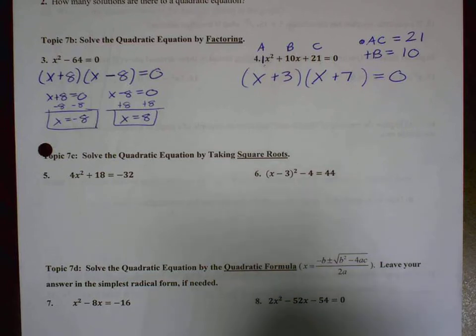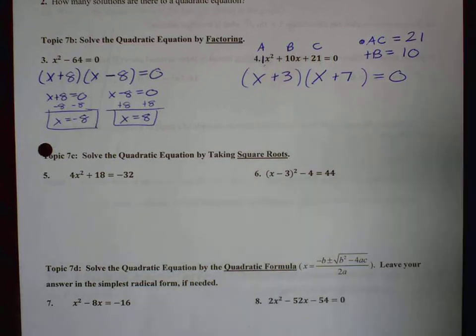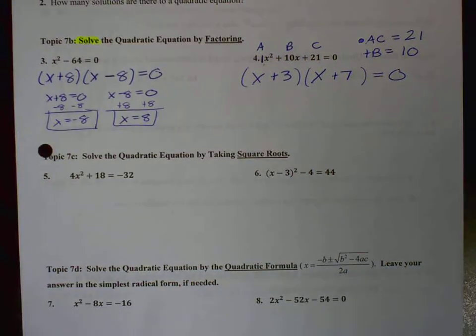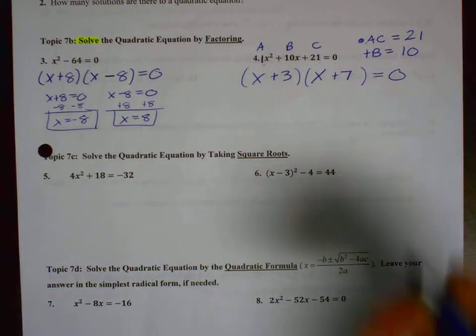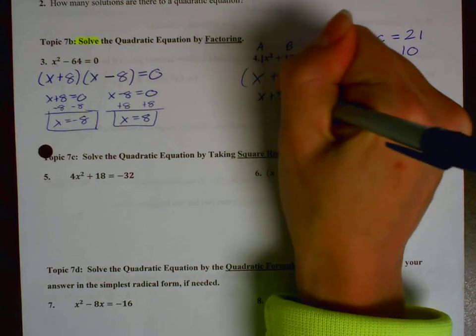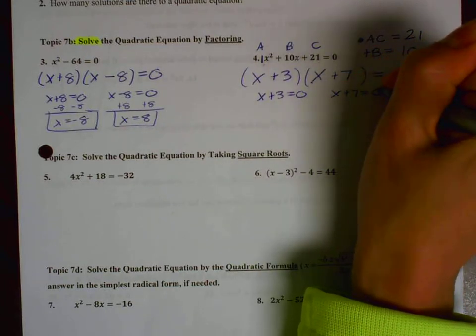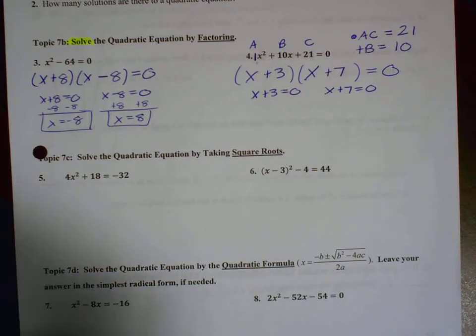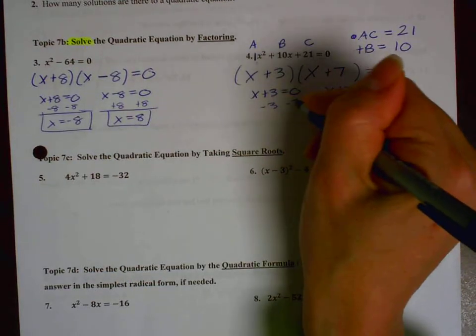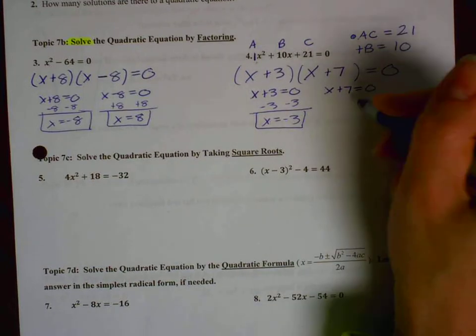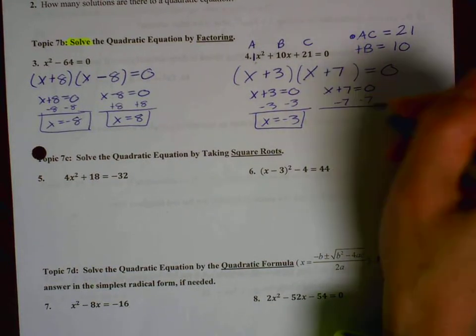But remember, I'm not just factoring, I'm solving. The important word here is I am solving the quadratic equation. So I need to find out, what does x equal? Again, I take each factor and I set it equal to 0. So I have x plus 3 equals 0, x plus 7 equals 0. These are quick one-step equations. Subtract 3 from both sides on this one. Subtract 7 from both sides on this one.